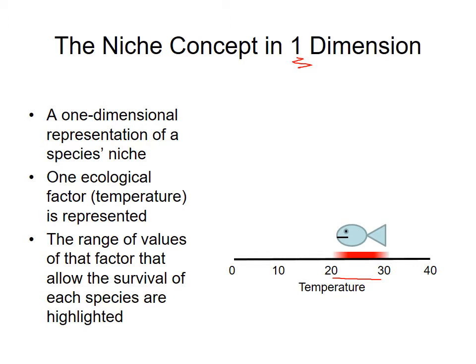But if you only have one dimension in your niche space model, you can only consider one ecological factor at a time. You can add multiple species to this niche space because this range of temperature is occupied by this species, but this other species is specialized in living in cooler temperatures, and it might live in deeper waters or waters at higher latitude or upwelling areas where it's cooler.